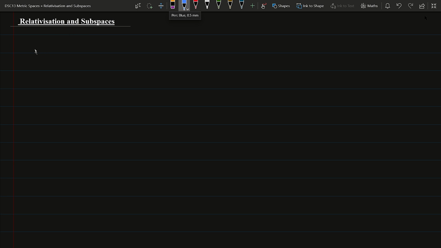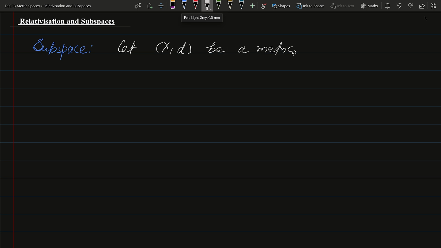ठीक है? So let us start this lecture by writing the definition of subspace, and I think हमने इस concept को बहुत बार already use कर ही लिया है. So this is formal to write the definition of subspace. So let (X, d) be a metric space. Then for this metric space we are going to define subspace. Okay, and Y a non-empty subset of X. ठीक है?